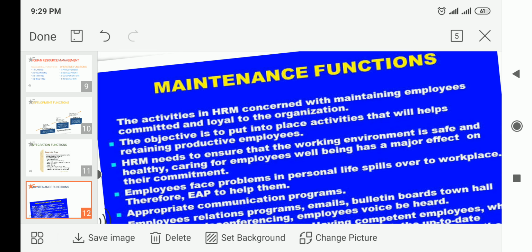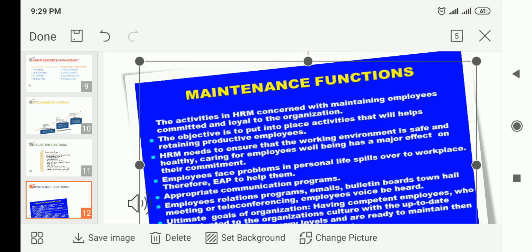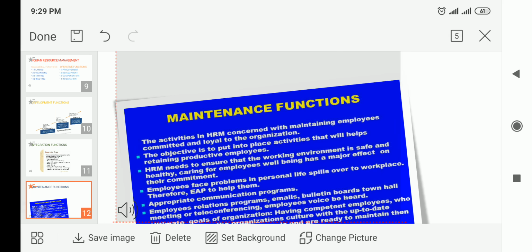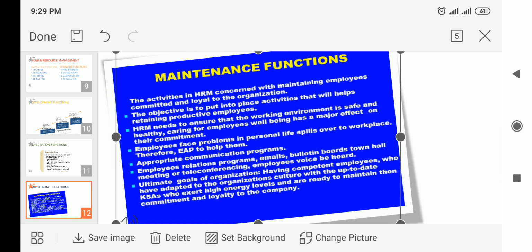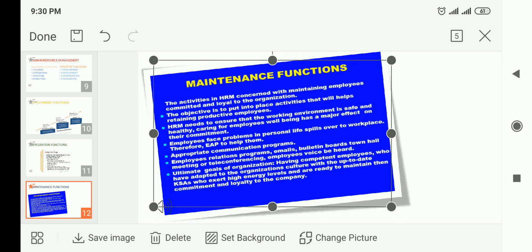Ultimate goals of the organization. Now I'm reducing it so that we can read the further part. Ultimate goals of the organization: having competent employees who have adapted to the organizational culture, up to date, expert, having a high energy level. So that is the maintenance function.